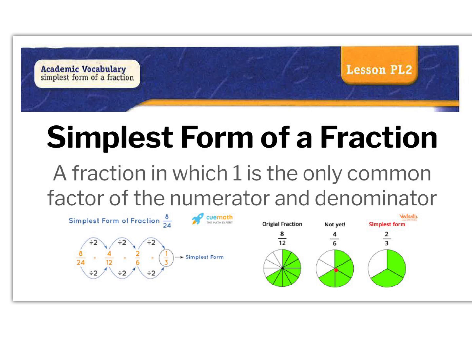So here it is in picture form. 8/12 can be simplified to 4/6, but then all the way to 2/3, because you can divide by 2 and then you can divide by 2 again, and that's why you get the simplest form. So yes, 4/6 is simplified, but not yet all the way simplified. All the way simplified is 2/3.